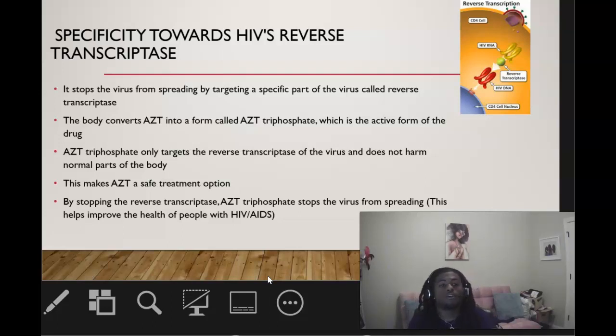So to continue from there, it stops the virus from spreading by targeting a specific part of the virus called reverse transcriptase, as we talked about. The body converts AZT into a form called AZT triphosphate, the active form of the drug. AZT triphosphate only targets reverse transcriptase of the virus and does not harm normal parts of the body. This makes AZT a safe treatment option, and by stopping reverse transcriptase, we stop the virus from spreading, and again, this helps the health.